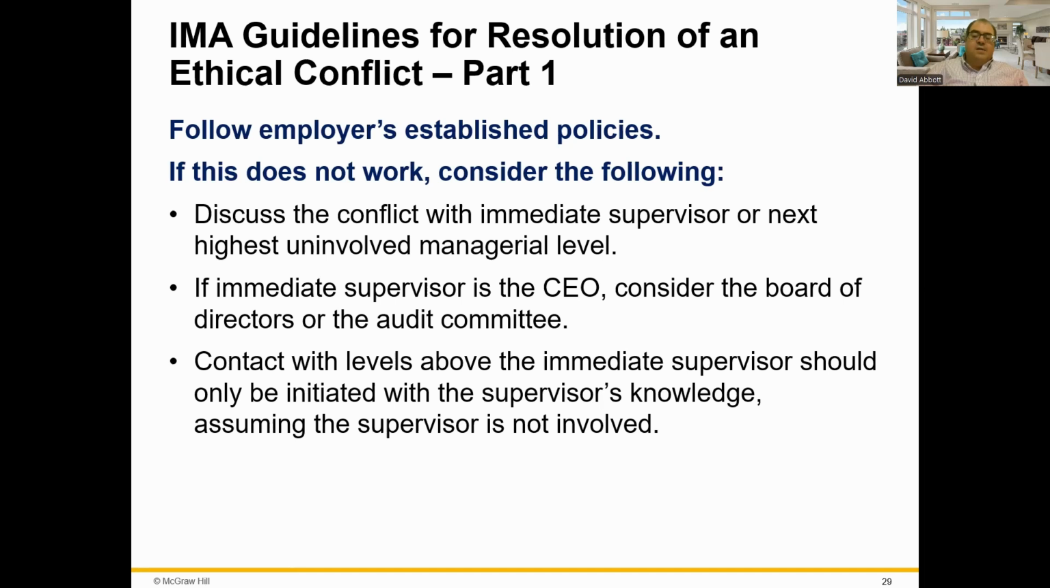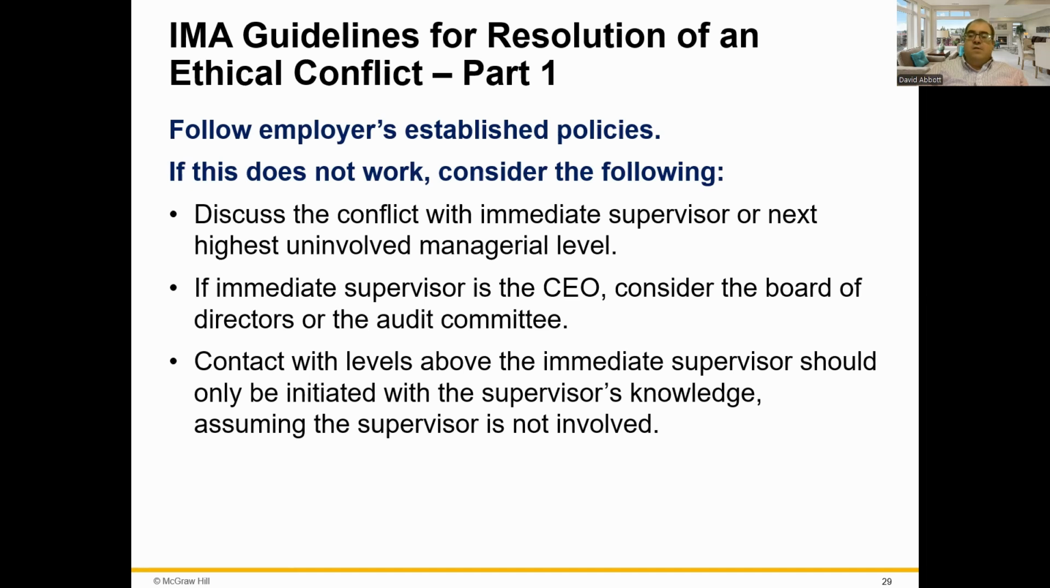And in the IMA statement of ethical professional practice, guidelines for resolution of an ethical conflict. So when there is an ethical conflict, the IMA has given us some guidelines which we can follow. So we need to follow these. Well, first of all, you want to follow your employer's established policies, but if that doesn't work, then you can consider the following. So you can discuss the conflict with your immediate supervisor or your next highest uninvolved managerial level.